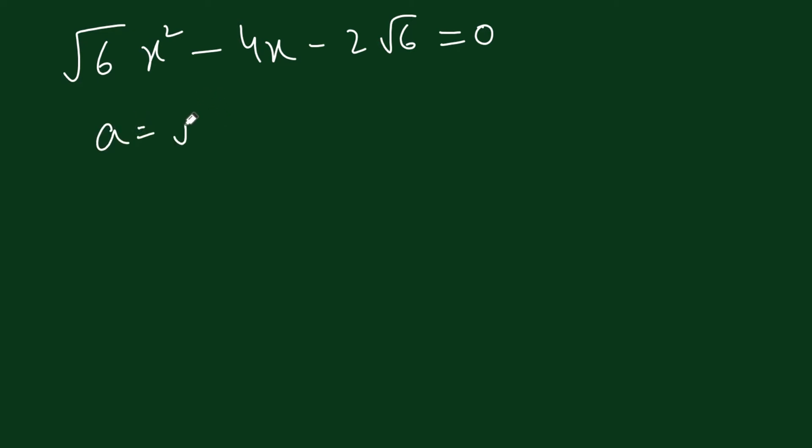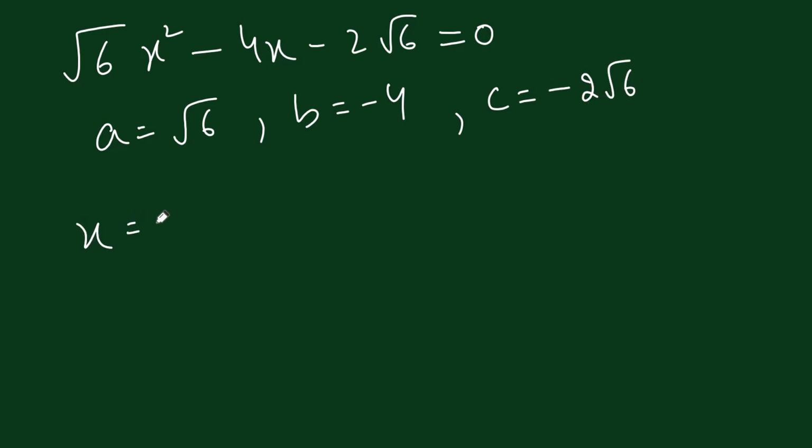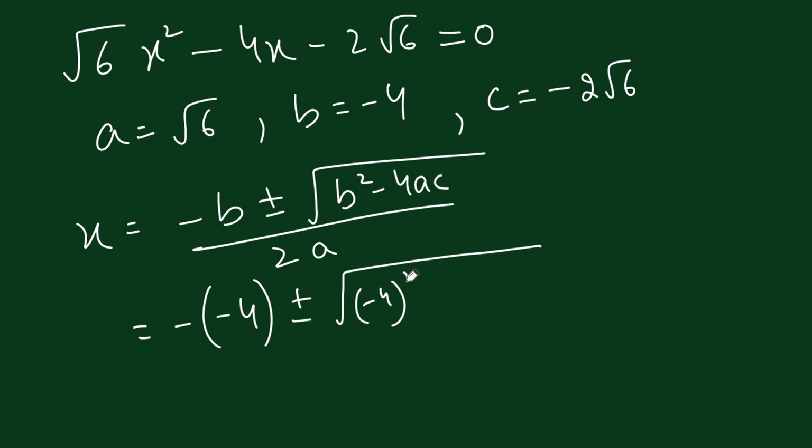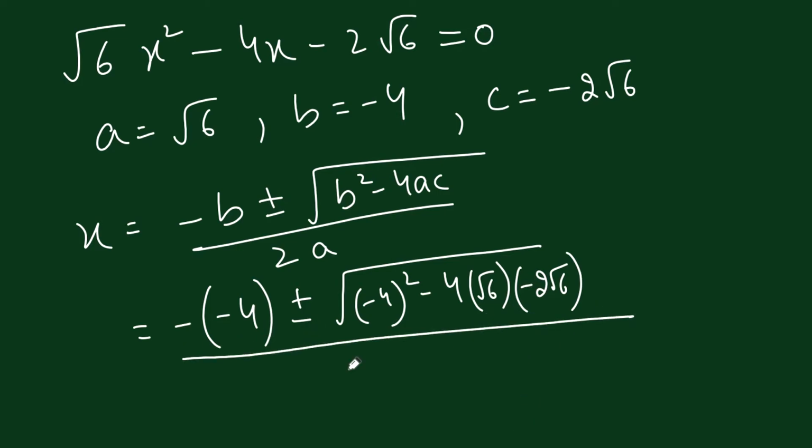You can see here A is root 6, B is minus 4 and C is equal to minus 2 root 6. So x is equal to minus b plus or minus under root b square minus 4ac divided by 2a. What's minus b? B is minus 4. So minus 4 whole square minus 4 into a, which is root 6, into c, which is minus 2 root 6. Here we have to be a little careful while calculating. We'll see that. Whole divided by 2 into a, that's root 6.